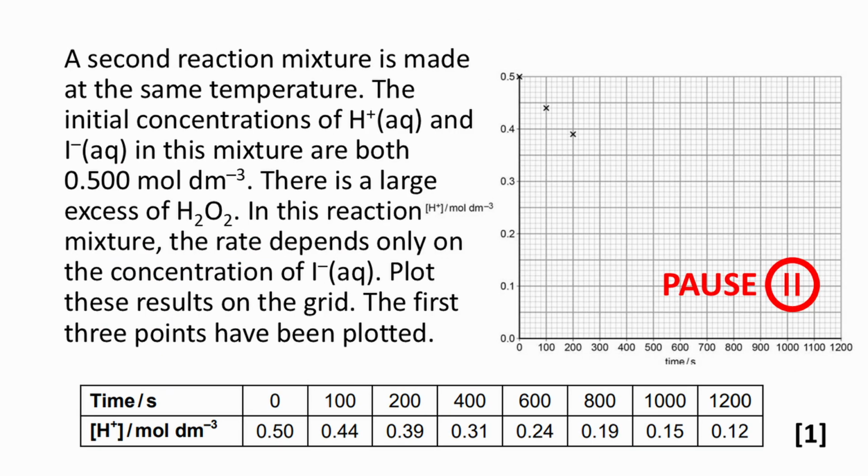Here's the next part of the question. A second reaction mixture is made at the same temperature. The initial concentrations of H+ and I- in this mixture are both 0.500 mole per decimeter cubed. There is a large excess of H2O2. In this reaction mixture, the rate depends only on the concentration of I-. Plot these results on the grid. The first 3 points have been plotted.